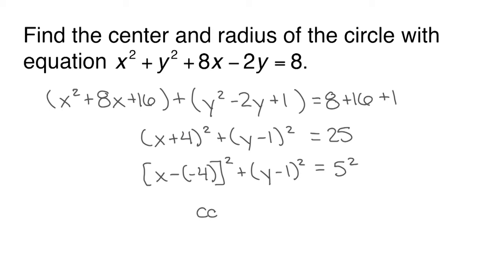In this form, we can tell that the center of the circle will be the point negative 4, 1, and the radius is 5.